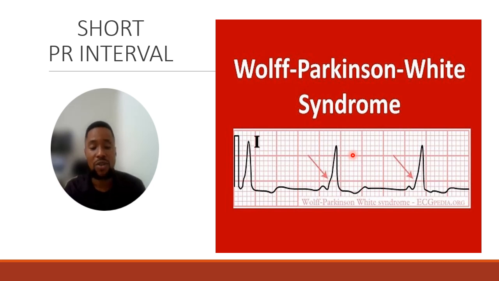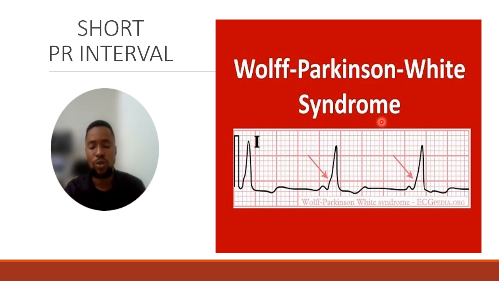When you have a PR interval that is less than 0.12, you should be thinking of Wolff-Parkinson-White syndrome, WPW syndrome. But one thing about Wolff-Parkinson-White syndrome is that you are likely going to have this delta wave. It might not be like this. It might be in another pattern, but this is the most common presentation of it. So you have a delta wave with a short PR interval less than 0.12 seconds.